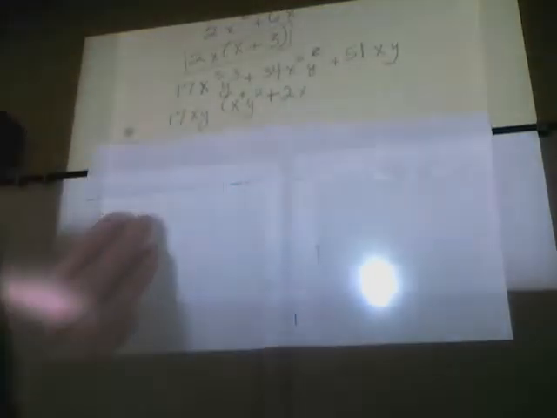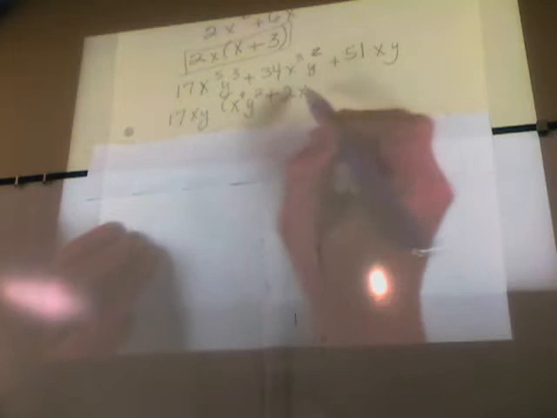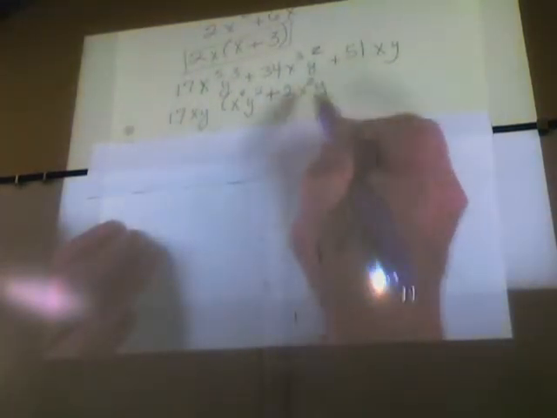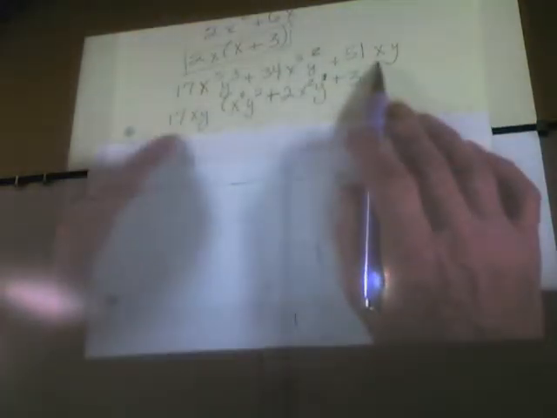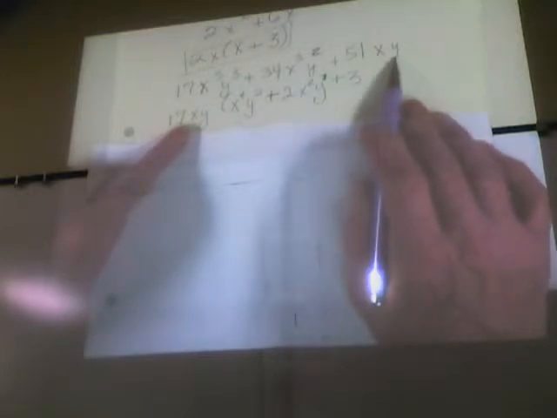17 times what gives you 34? 2. How many more x's do you need? There was 3, so you need 2 more. How about y? 1 more. You actually don't need to put the 1, though, right? The y is okay by itself. 17 times 3 gives us 51, so we'll put a 3 here. Do we need more x's? No. More y's? No. So that's as far as you go. You can put the 1, but you don't have to.